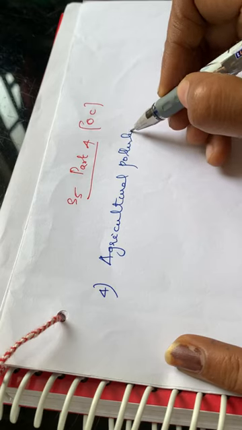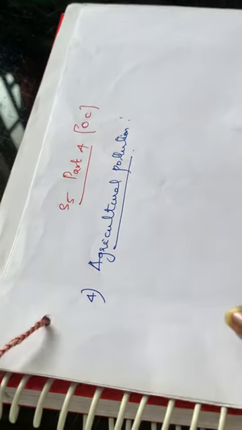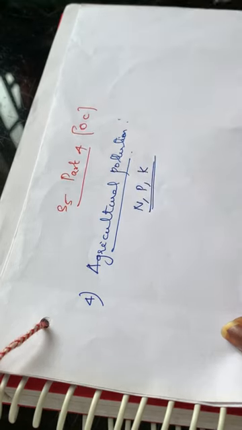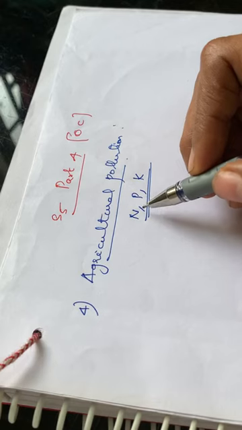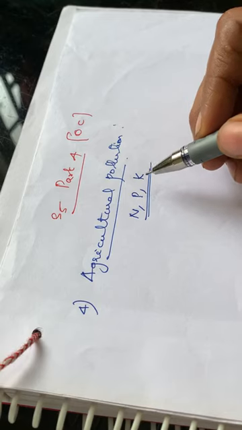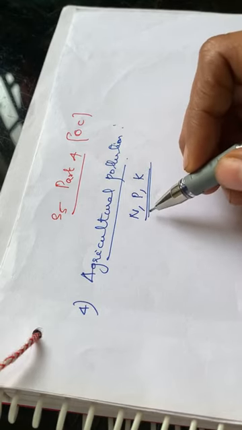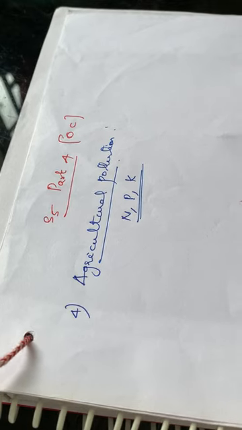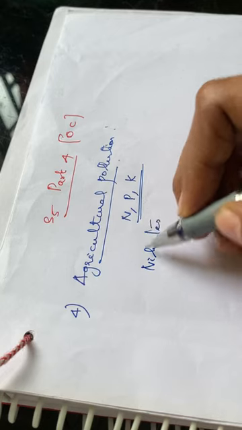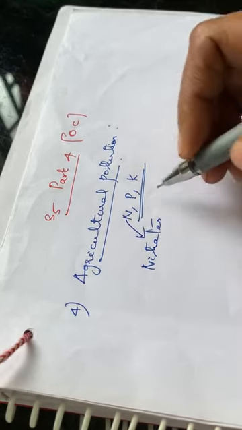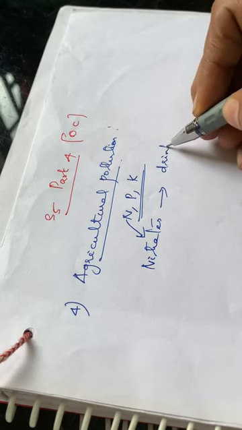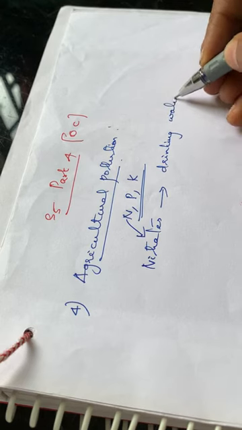In the case of agricultural pollution, normally the major source is the fertilizers used for agriculture. An NPK mixture is normally used. NPK mixture means a mixture of nitrogen, phosphorus and potassium in a certain ratio. After oxidation or by the action of bacteria, this nitrogen will be converted to nitrates, and these nitrates will be contaminating the drinking water.